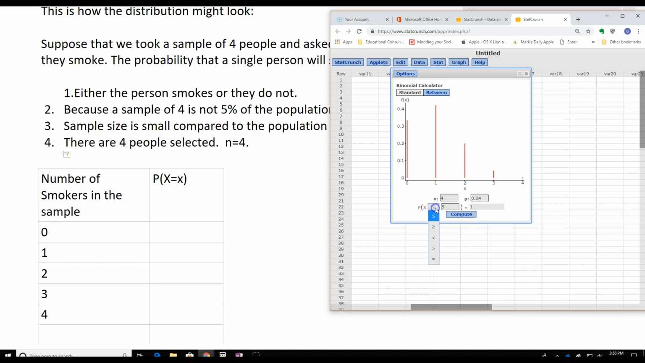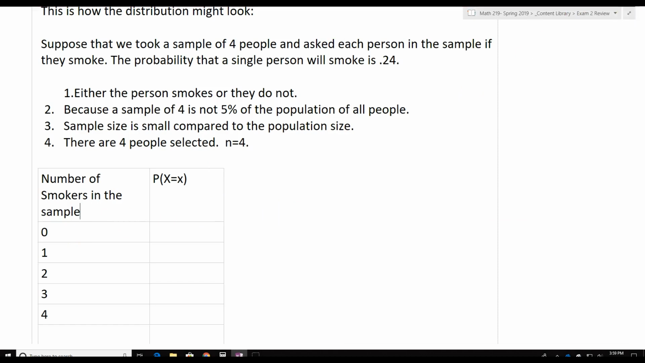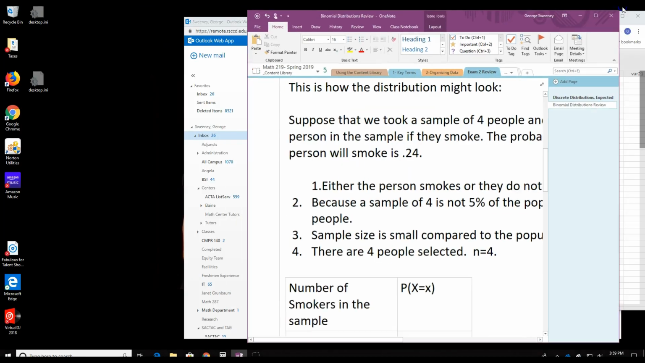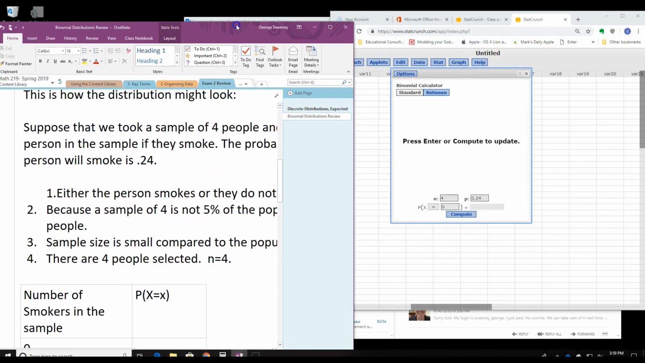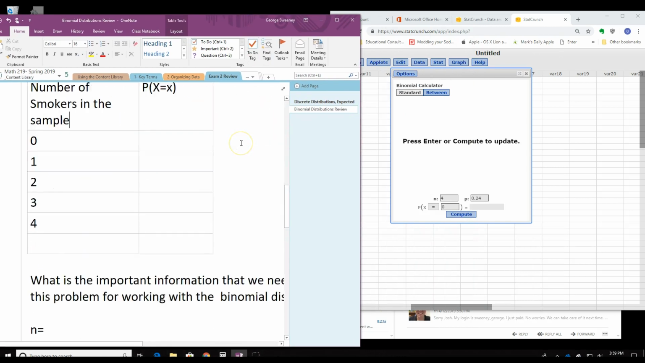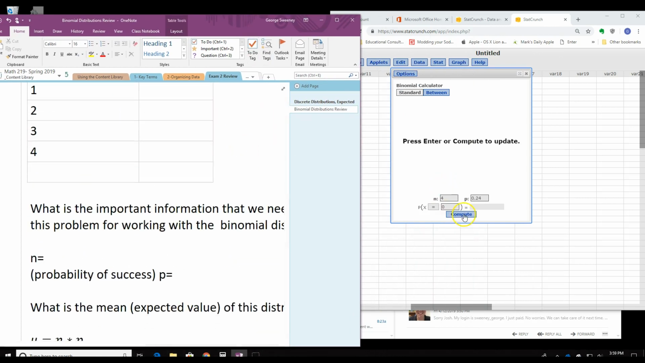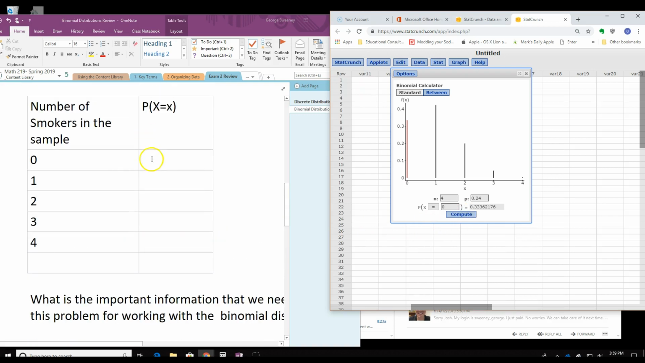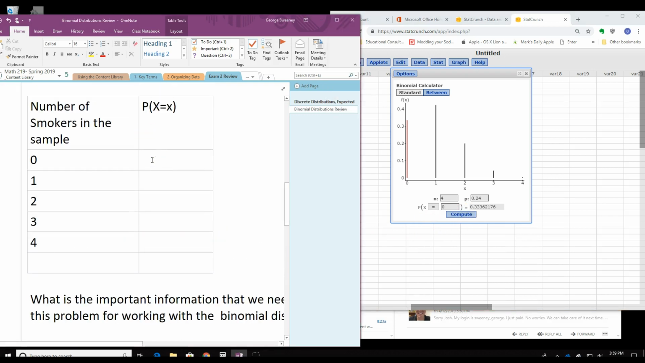Now, let's say I want to know equals. I'm going to use the equal sign and the probability that x equals 0. So in this case, the value for the random variable, the number of smokers in the sample, is going to be 0. We can actually do this all at once. And then I compute, and that's 0.332, actually, 0.33 and 4.